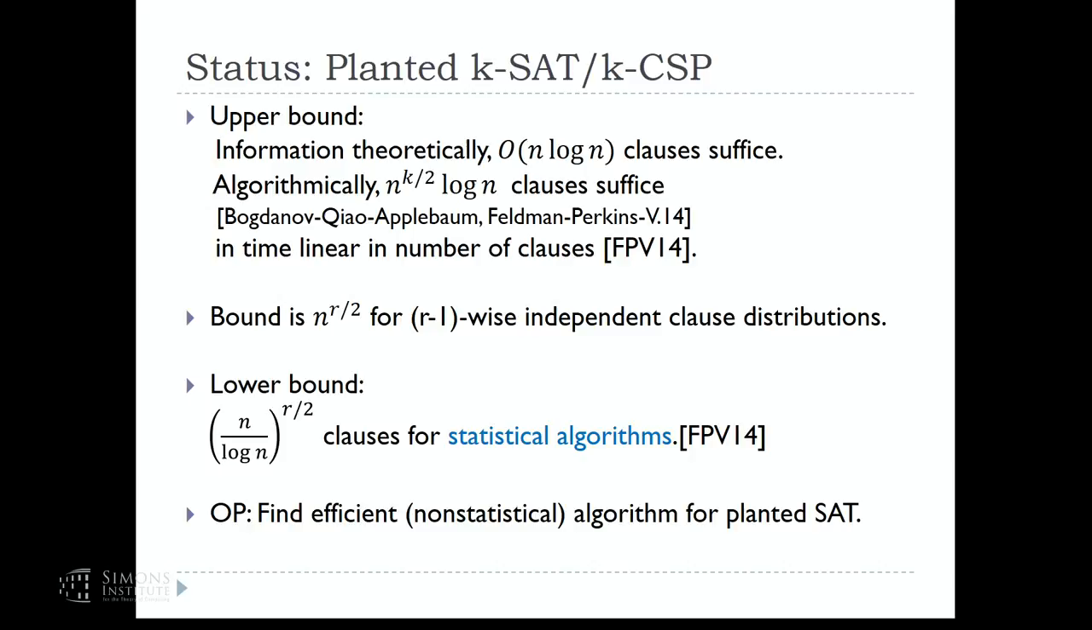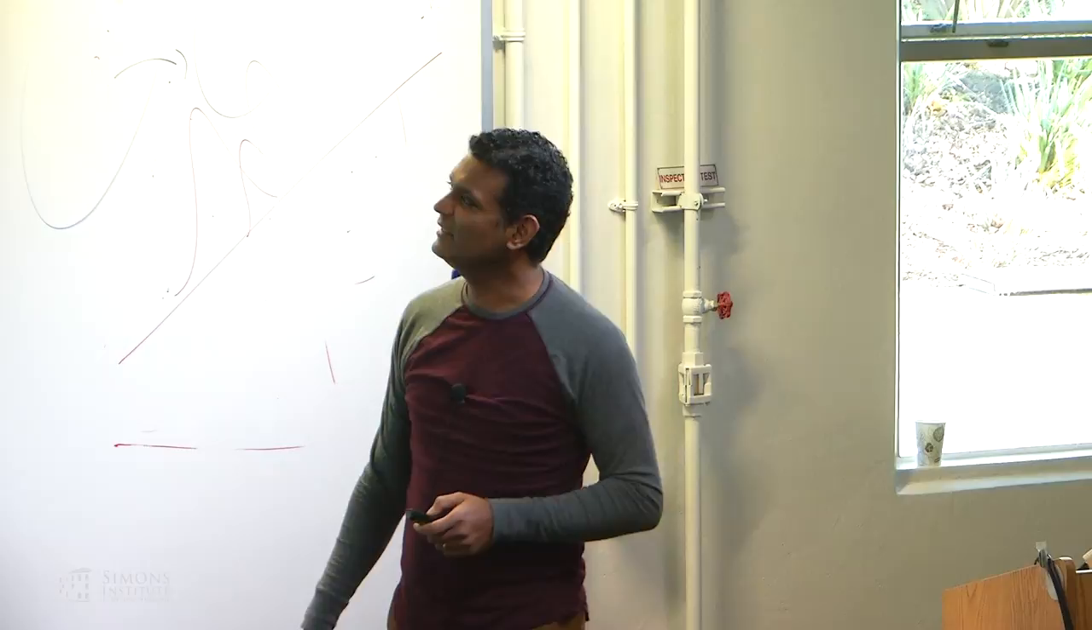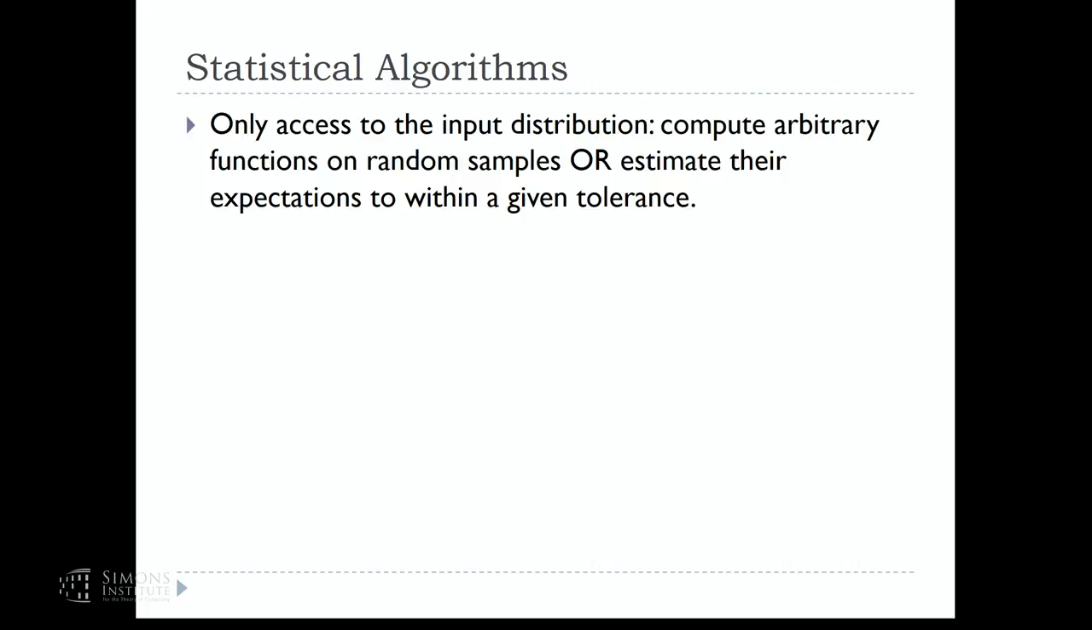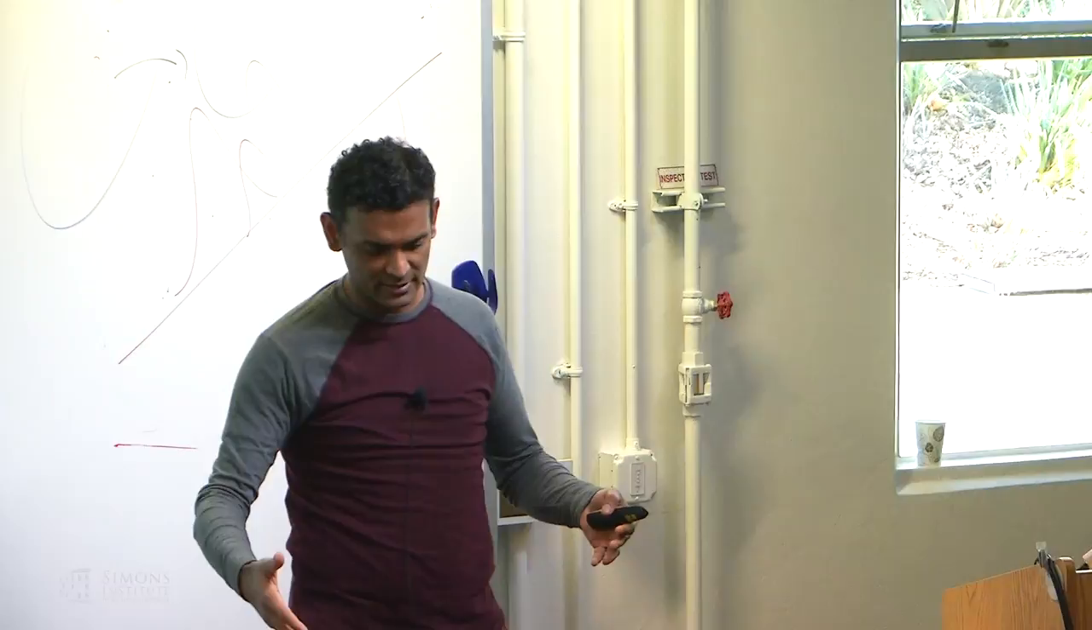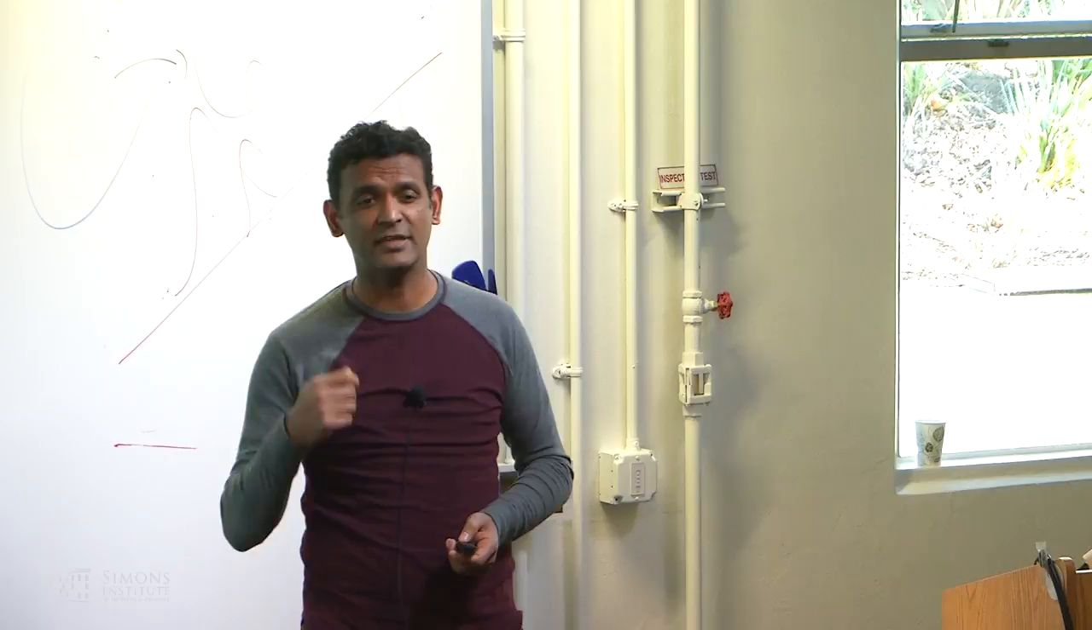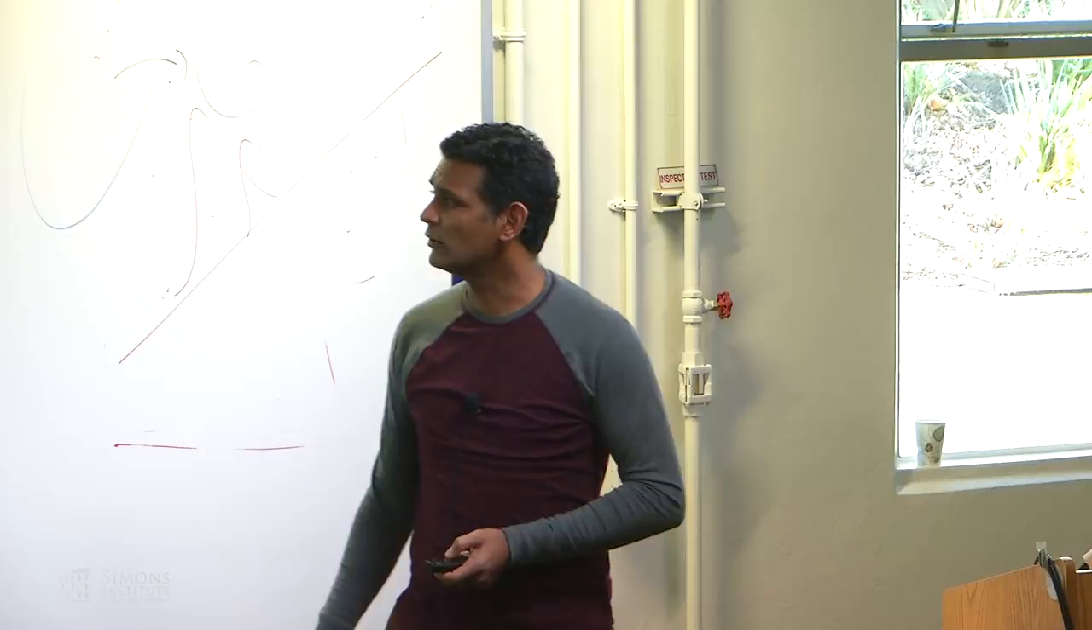Okay, so here's the one or two slide version of why we are talking about statistical algorithms, because there is some chance that they are relevant to the brain. I mean, anything could be. The idea is that instead of seeing examples explicitly, say in a learning problem, whether supervised or unsupervised, you can ask for the expectation of a function, or for the function evaluated on a random example. These are modeled by various oracles.